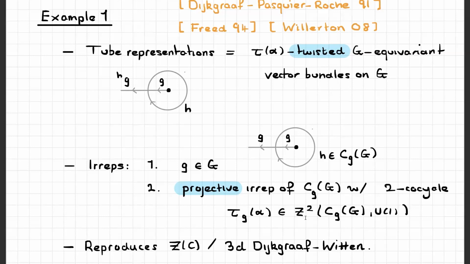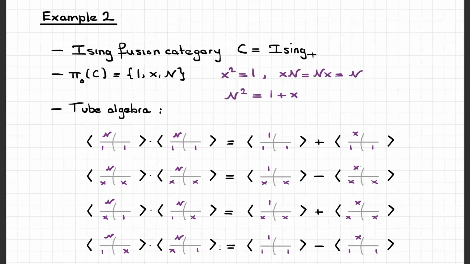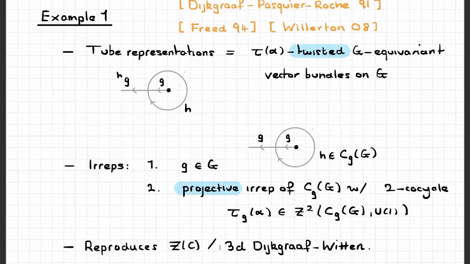Okay. And indeed, this was the point of the works at the top, but this reproduces, or this is one description of three-dimensional Dijkgraaf-Witten theory based on a group with the anomaly alpha. Okay. So that's basically all invertible cases in 2D.